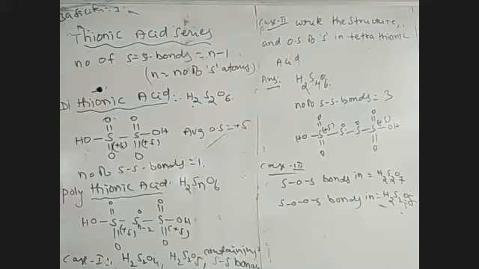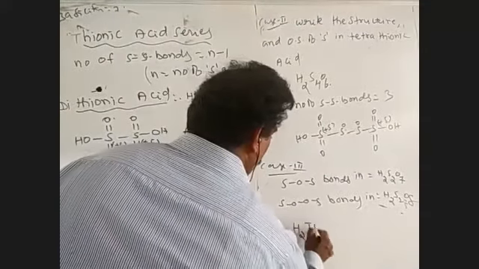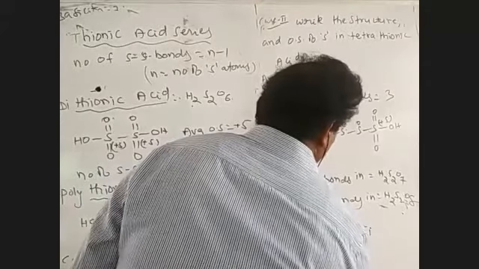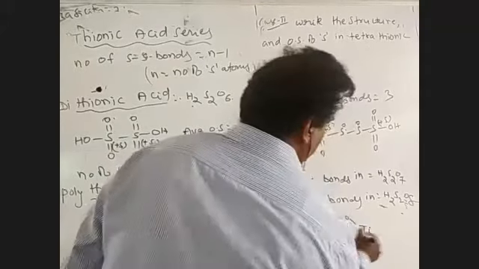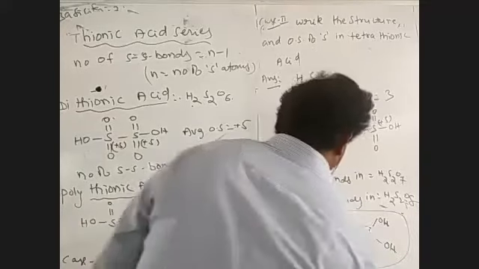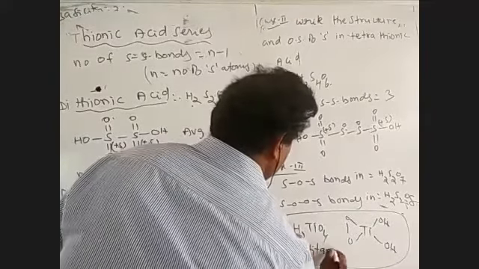Pertitanic acid formula is H2TiO4. Yes sir, the number of peroxy linkages is only one peroxy linkage. H2TiO4, the formula of the compound: Ti with O and O. This is the peroxy bond. 2 OH groups are present. This is pertitanic acid. The name of the compound is pertitanic acid.